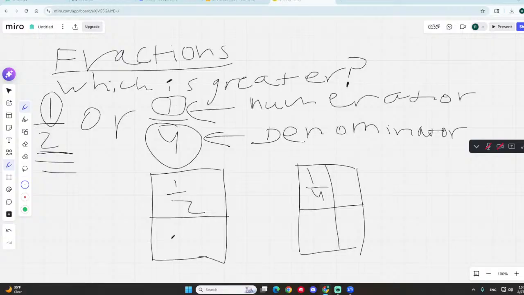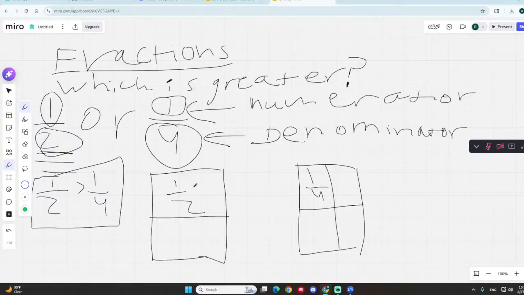So if there's 2 parts, each part is going to be bigger. Let's say you have 100 parts. Each part is going to be very small, right? But if you have 2 parts, each part will be bigger than if you have 100 parts. So that's why if the denominator is smaller, that means the fraction is larger. So 1/2 is greater than 1/4. Okay?